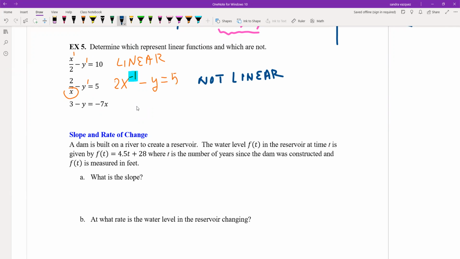I move on to the last one, and then I check their exponents. That's exponent 1, that's exponent 1. Yes, linear.